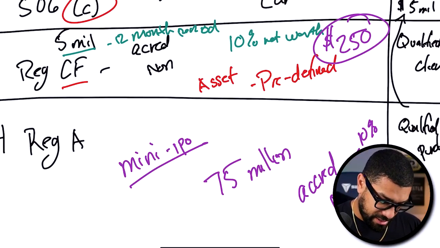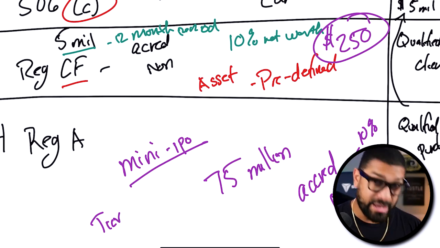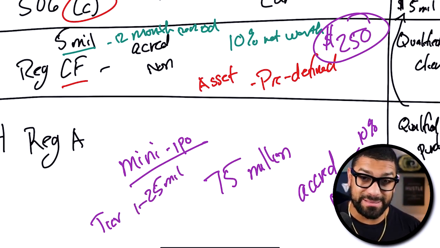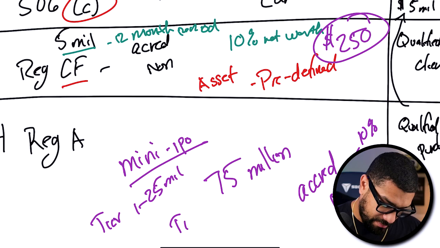They do have a little bit of a cap on the raise. They have different tiers. Tier 1 is 1 to 25 million, and then Tier 2 is up to 75 million. And this is over a 12-month period. Now, the difference between these tiers is a lot of times paperwork, compliance, the amount of people that you're allowed in, just different things like that.